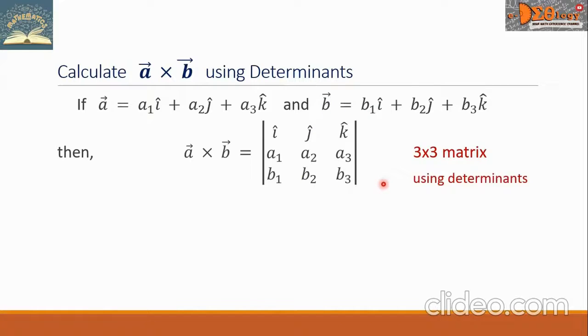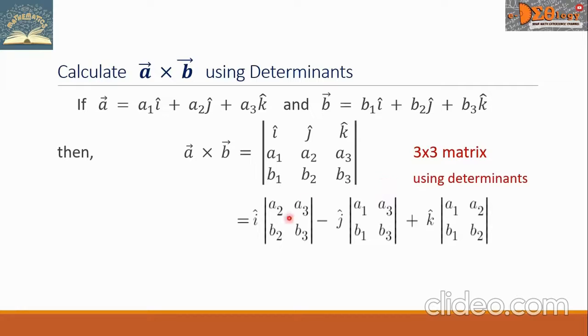Now using determinants, we will have it like this. This is element i multiplied by the square matrix a sub 2, a sub 3, b sub 2, b sub 3. Then minus the element j multiplied by the square matrix a sub 1, a sub 3, b sub 1, b sub 3. Then plus the element k multiplied by the square matrix a sub 1, a sub 2, b sub 1, b sub 2.